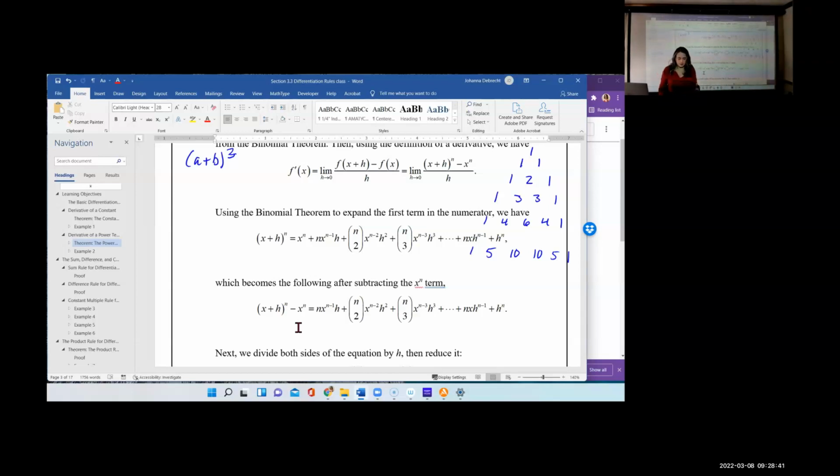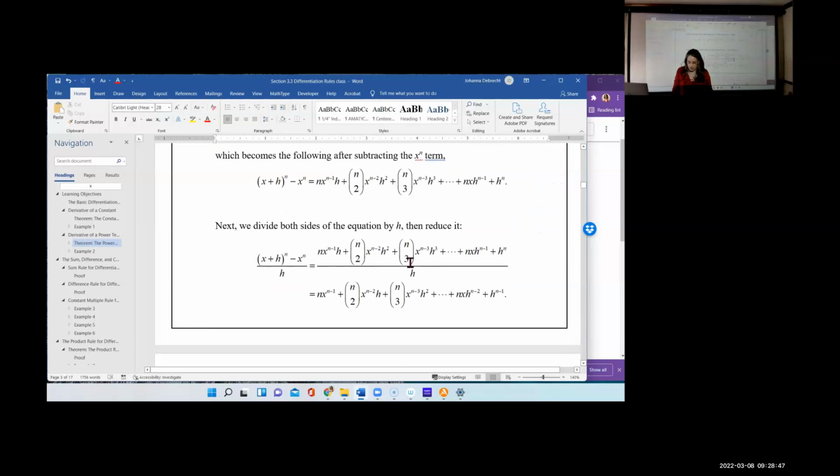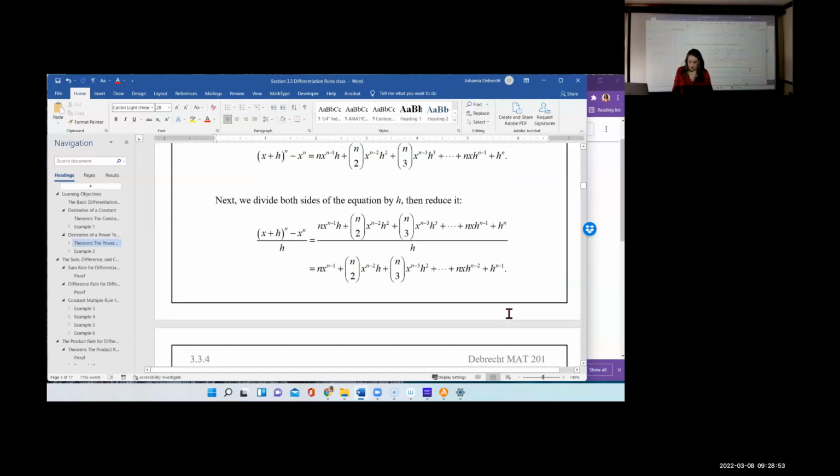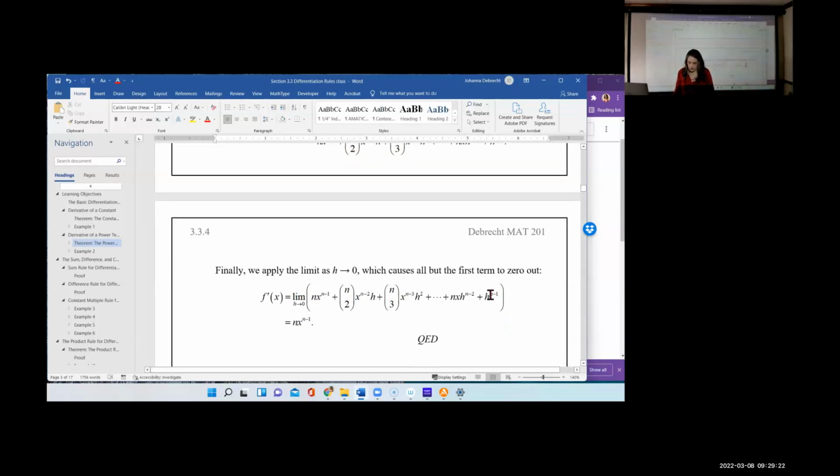Then we're going to divide everything by h and reduce it. So we divided all the terms by h right here in this term. And then we reduce it by 1 h to get the next line. Finally, you apply the limit as h goes to 0. Now, as h goes to 0, all the terms that still have h in them are going to go to 0. So all of these back here that still have h's in them get multiplied by 0. So they disappear, and we're left with just the first one, n times x to the n minus 1, which is the proof. And you'll see that it ends there with QED.